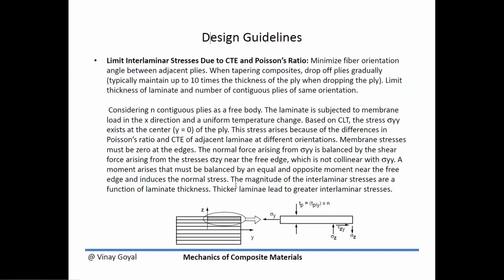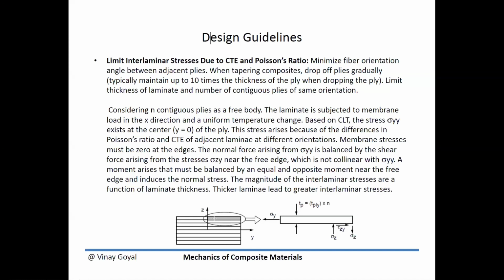One idea is to limit the interlaminar stresses due to CTE and Poisson's effect. In essence, minimizing the fiber orientation angle between adjacent plies is what I just discussed. When tapering composites, you want to drop off the plies in a way that's not detrimental, and that means maintaining up to 10 to 15 times the thickness of the ply when dropping the ply. What I mean there is, pretend you have a ply here. If I want to drop this ply, the thickness is t, so just drop it and then let it drop over a length of at least 10 to 15 times the thickness.